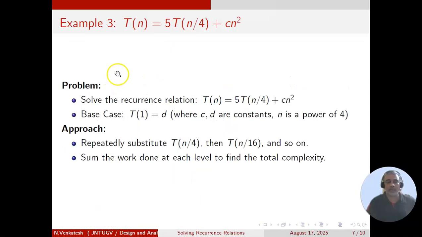And let us consider another example where we have T(n) is 5 into T(n/4) plus Cn square. So with the same method, we keep expanding this recurrence until we find a pattern. Once we find a pattern, we have to see when it reaches a base case.